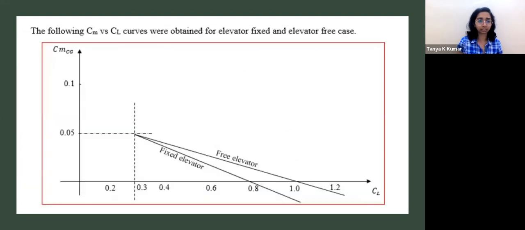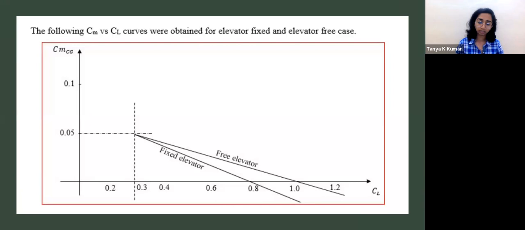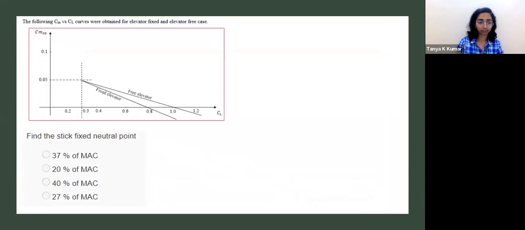Now let's look at the questions. They've given you a graph, the CM versus CL graph obtained for elevator fixed and elevator free case. From this, can you tell me if elevator fixed or elevator free is more stable? Which is more stable? Fixed. Fixed is more stable because its slope is steeper. Okay.